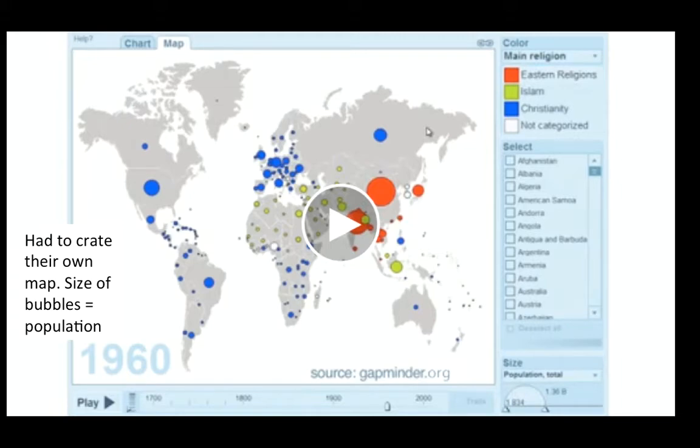So he created these religions. So the blue circles, bubbles, are Christianity. The size of the bubble is the size of the population. The sort of greenish ones are Islam, and the red ones are the Eastern religions. Now, I was slightly worried the first time I saw this video that he was grouping together Hindu, Sikh, Buddhist, Shinto, Taoist, and so on. Lots and lots of religions that are as different as Christianity and Islam. But actually, as you'll see when we go to the data, it works.